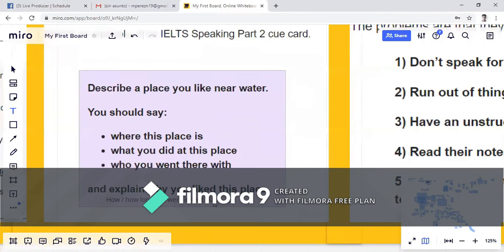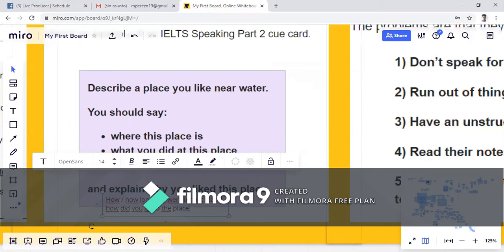What else can you talk about? You can talk about, for example, how did you go to the place? By bus, on foot, taxi. What else? You can talk about an anecdote in that place, something that happened. Maybe you lost your camera, or maybe you met a friend from school.